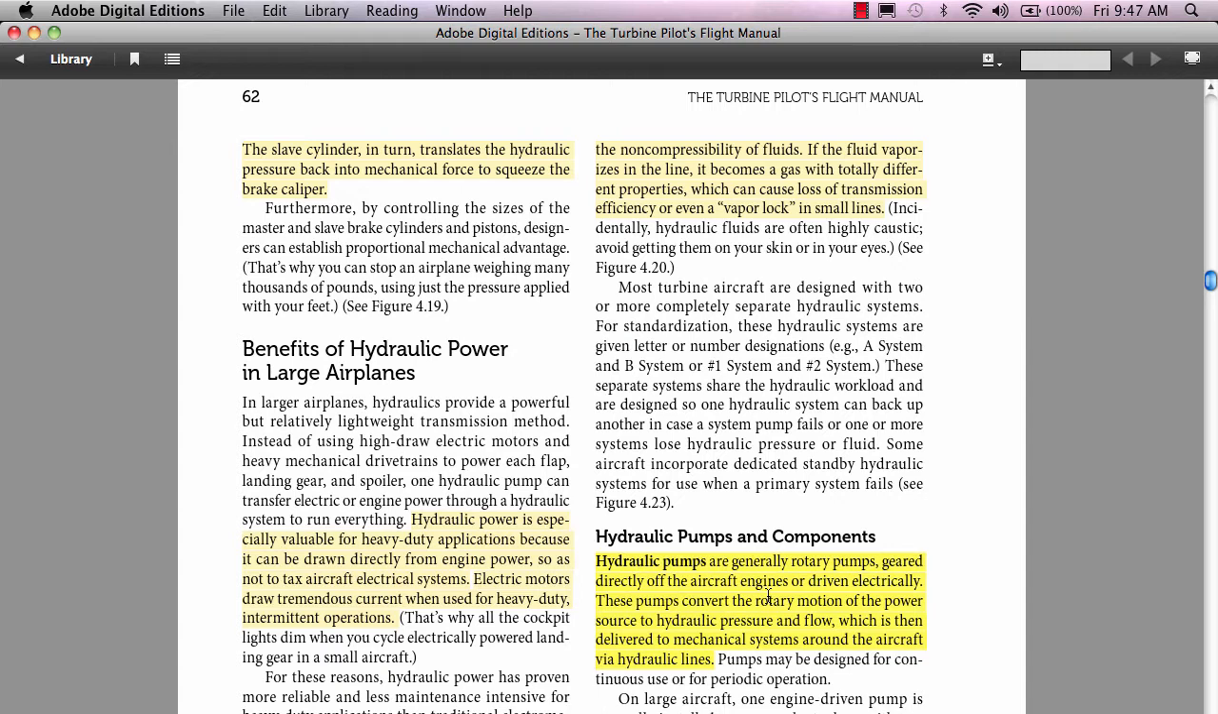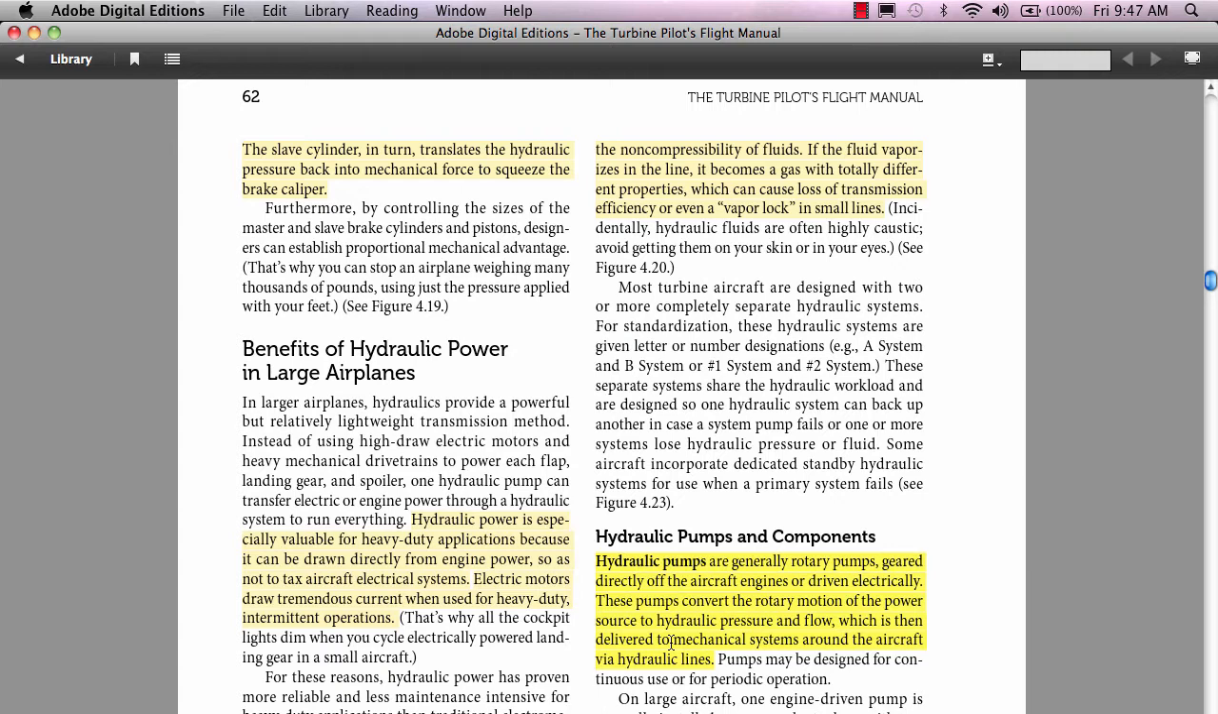Or sometimes in a standby configuration where it's an isolated application, maybe a trim thing on a control surface or something of that nature. They may have an electrically driven pump in a small area that would be used. These pumps convert the rotary motion of the power source to hydraulic pressure and flow, which is then delivered to the mechanical system around the aircraft by hydraulic lines. Again, that mechanical system is either a jack screw or a cylinder with a rod pushing it linear out, in.